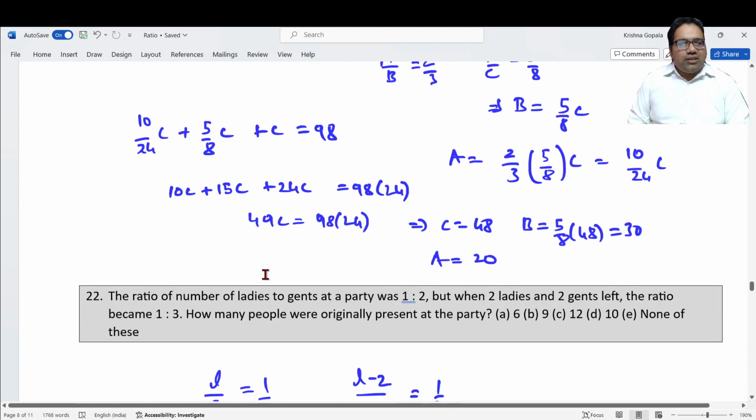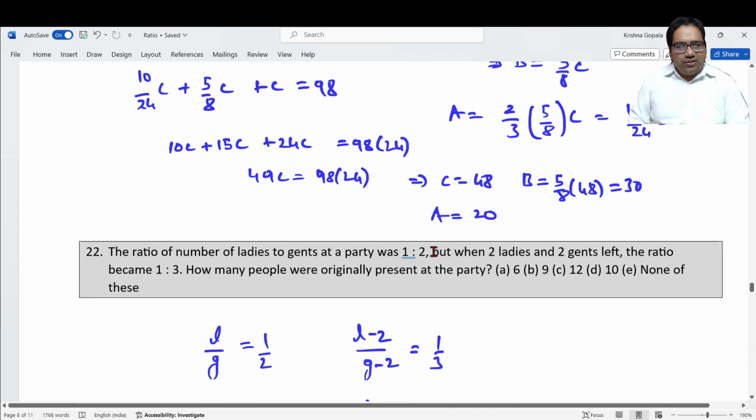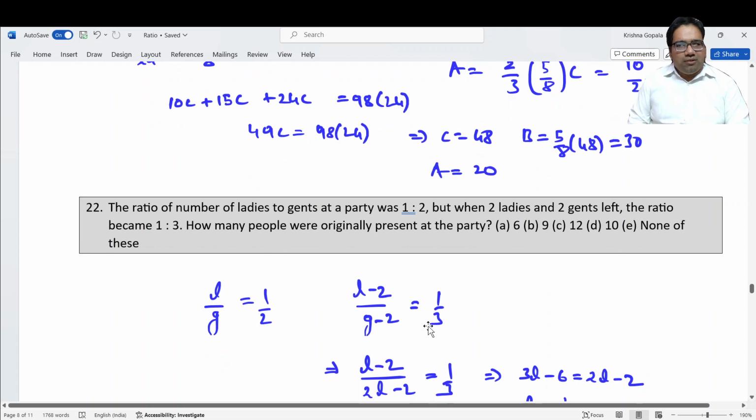Next one. The ratio of number of ladies to gents at a party was 1 is to 2. But when two ladies and two gents left, the ratio became 1 is to 3. Very good. Ladies by gents, L by G is equal to 1 by 2. The two ladies left, that means L minus 2 by G minus 2 for the gents is equal to 1 by 3.